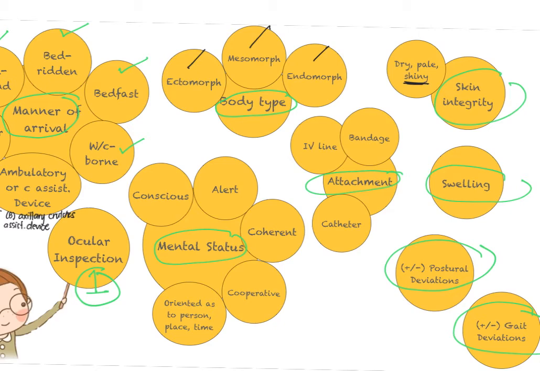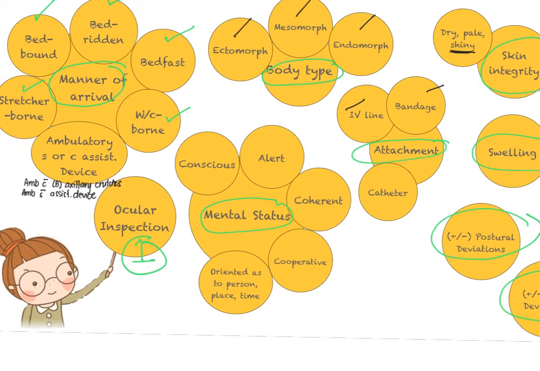Okay, does the patient have swelling? Does the patient have attachment? May IV line ba yan? May bandage? Nasaan yung bandage? Or may catheter? For mental status, is the patient conscious or is the patient awake? Is the patient alert? Okay, coherent, cooperative. Is the patient oriented as to person, place, and time? Okay, so you ask that person, where are you? Who are you with? What time is it?